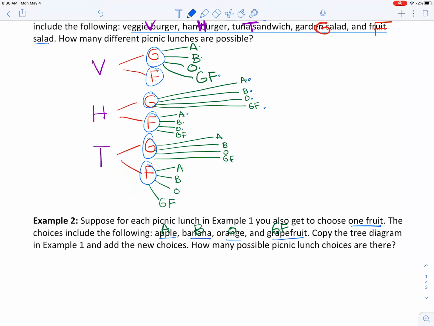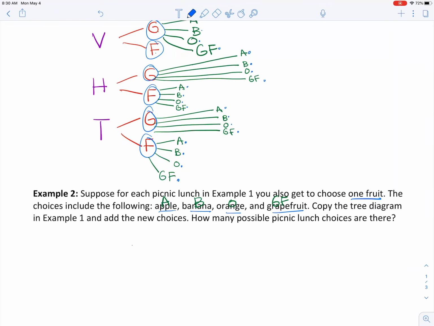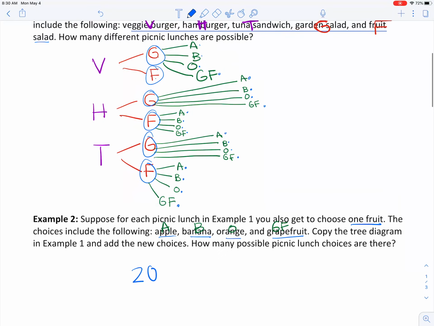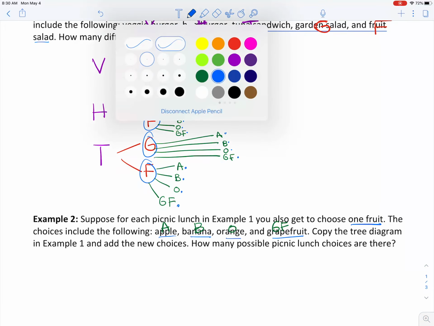We have 1, 2, 3, 4, 5, 6, 7, 8, 9, 10, 11, 12, 13, 14, 15, 16, 17, 18, 19, 20. So there are 20 different possibilities. Okay, 20 possibilities. Oh, okay, that's what I thought. I thought I had missed one here.